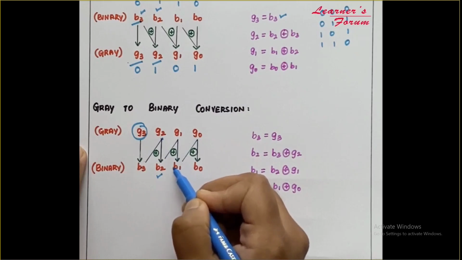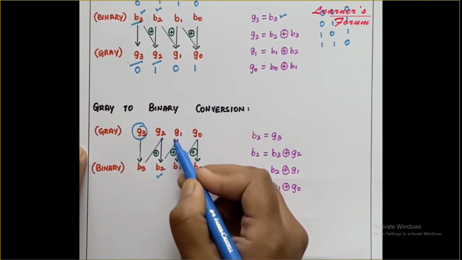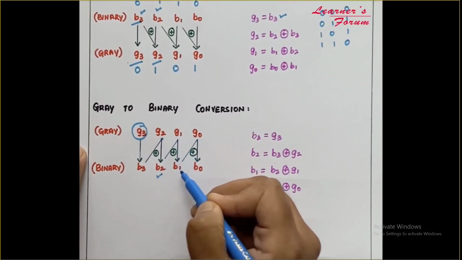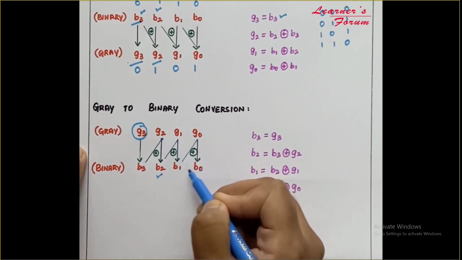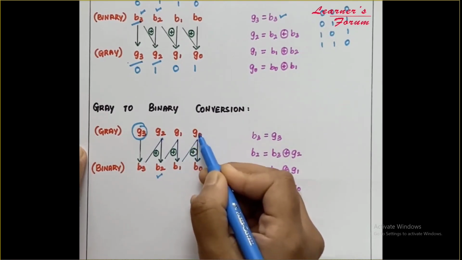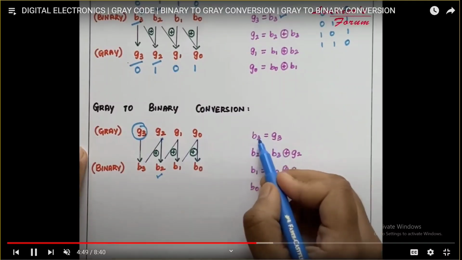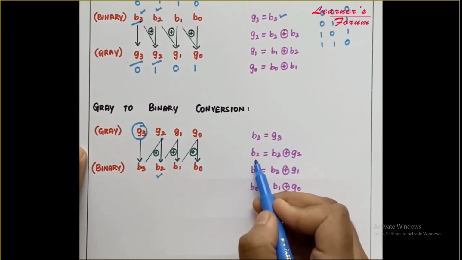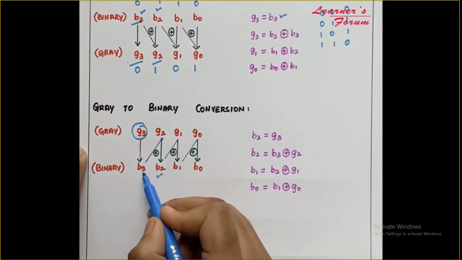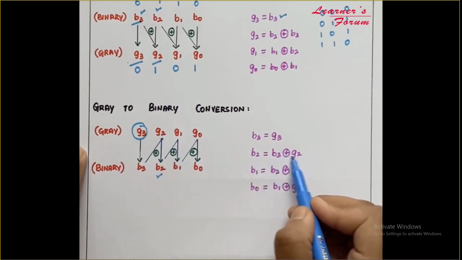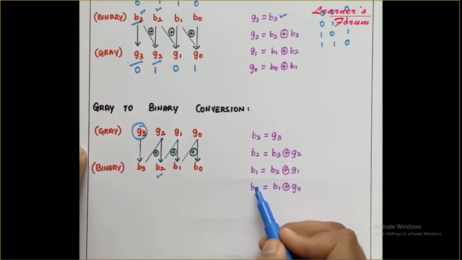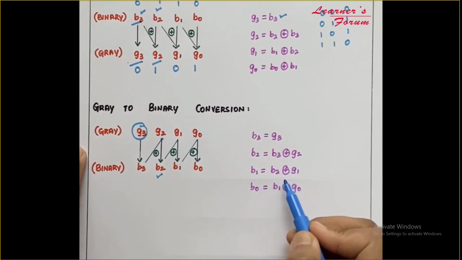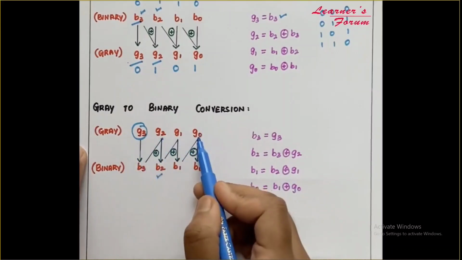To get the value of B1, the previous value of binary is B2, so we have to take B2 and the corresponding gray value G1. We have to XOR B2 and G1 to get the value of B1. Next, for B0, again we have to consider the previous bit of binary B1 and the same gray value G0 to get the value of B0. Expressing it now, B3 is equal to G3 since both are the same. Next, for B2, we have to consider the previous binary bit which is B3 and the same gray bit G2. B3 and G2 have to be XORed. For B1 it is B2 XOR G1, and for B0 it is B1 XOR G0. So these are the expressions to convert a given gray code into its equivalent binary code.